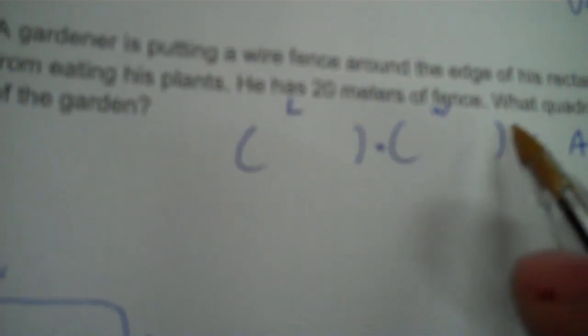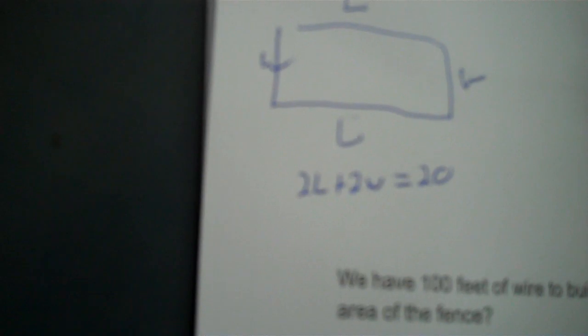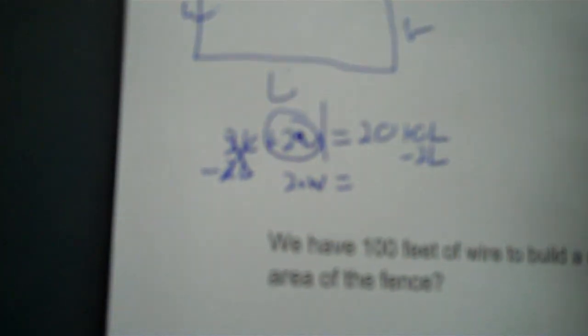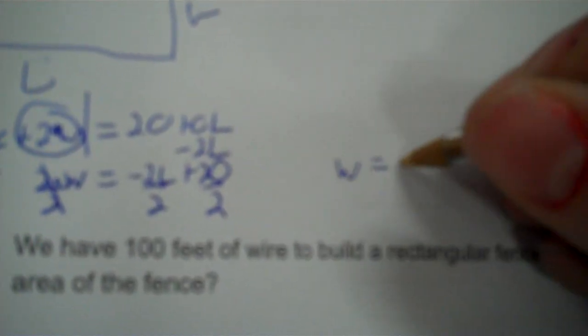Now, what you need to do to fill this out is pick one of the variables and get it by itself, like you would a Y if you had to graph. I'm going to go with W on every problem. So I'm going to take out the 2L with minus 2L, and put a 0L so you have a place to minus 2L. So now we have 2 times W equals negative 2L plus 20. Now you need to divide by 2. So W is equal to negative 1L plus 10.